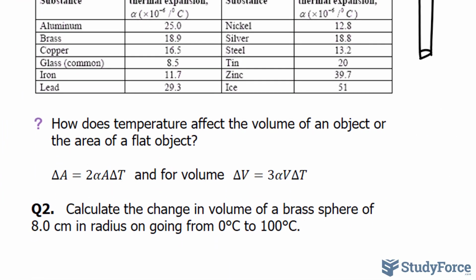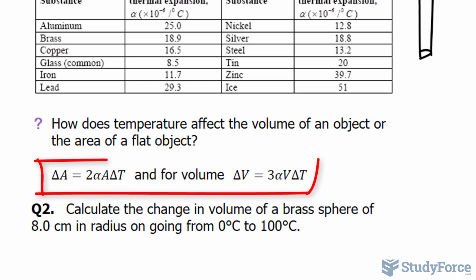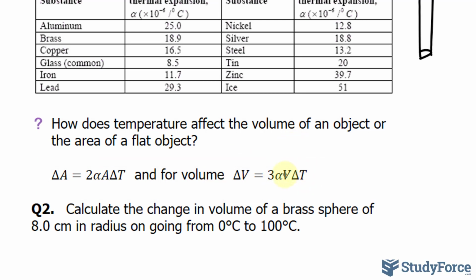Firstly, how does temperature affect the volume of an object or the area of a flat object? When we're dealing with a flat object, it's important to note that the change in length is isotropic, meaning that it happens in all directions. Applying that to area and volume, the change in area is equal to 2 times alpha times the original area times delta T, and for volume it's delta V is equal to 3 times alpha times the original volume times delta T.